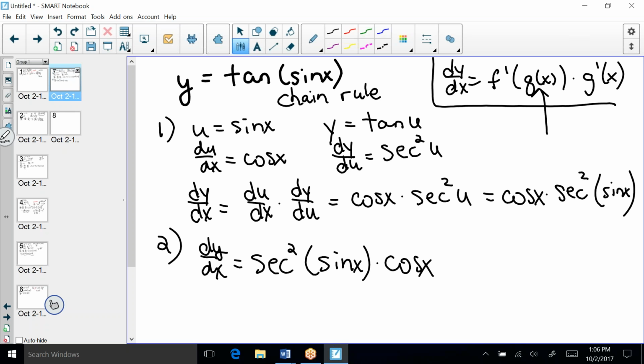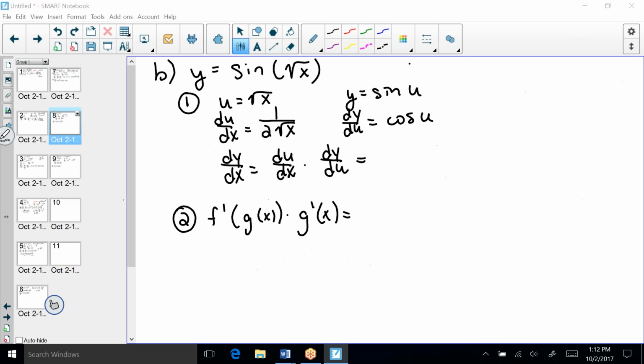All right, then what I want you to do is go to the one at the bottom of the page here and the top of the next page. There's two problems, and I want you to try both of those problems both ways, Leibniz notation and functional notation. All right, let's take a look at the first one.